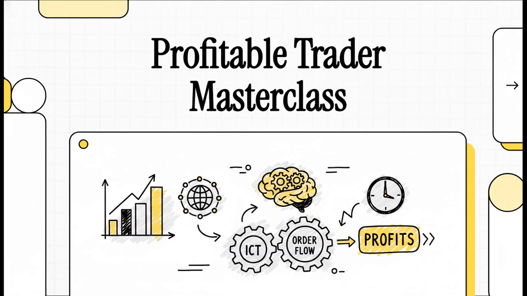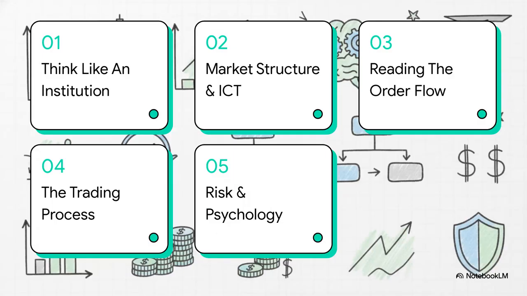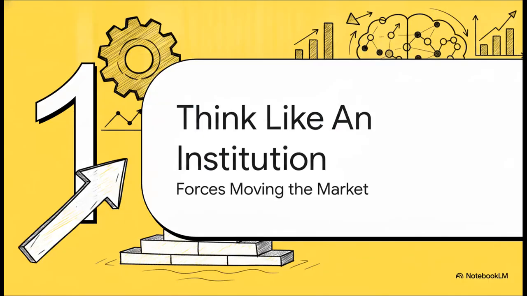We'll be using ICT, that's Inner Circle Trader concepts, and order flow analysis. This is all about a highly structured, intensely disciplined approach to navigating the financial markets. Here is our roadmap for today. We'll start with how to think like an institution, move into market structure and ICT concepts, tackle reading the order flow, lay out the professional trading process, and then finally wrap up with risk and trading psychology. All right, let's jump right into section 1.